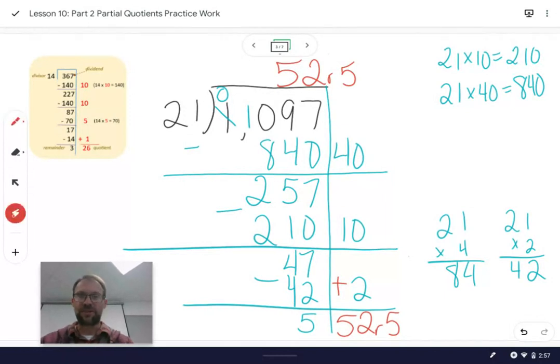And let's check. Did I line up my place values really nice and neat? Oh, I did. Look at that. There's my ones place. There's my tens place. There's my hundreds place and my thousands place. Everything's lined up. That's my final quotient, 52, remainder 5.